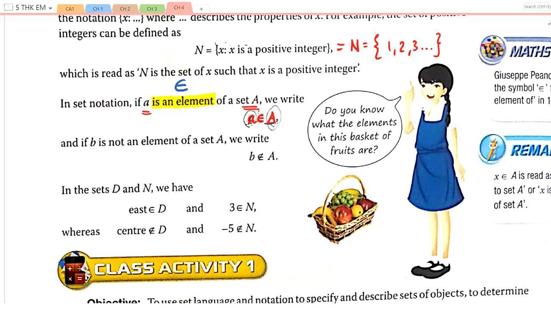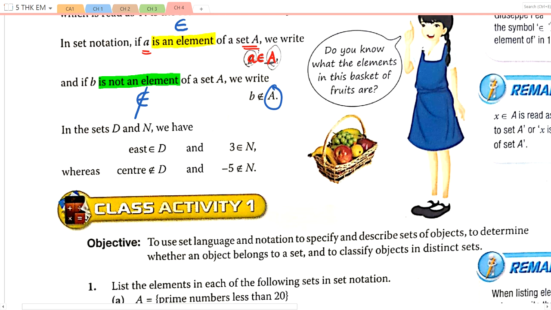So if b is not an element, then we'll use the same symbol, but we put the dash across, just like our not equal to. Okay, so here it says that b, the element b, is not an element of set A. Remember, capital letters are used to represent sets. Okay, so you can understand these by yourself.